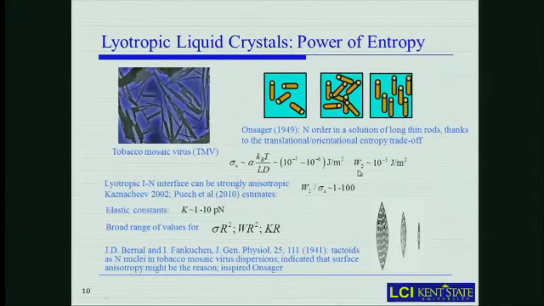And this is not a theory, it's just the experimental fact. People estimated the anchoring for lyotropic liquid crystals, and they concluded that the order of magnitude is something like 10 to the minus 5. So if you compare these two things, you would immediately realize that contrary to the case of thermotropic liquid crystals, here surface anchoring is expected to be much larger than the surface tension.